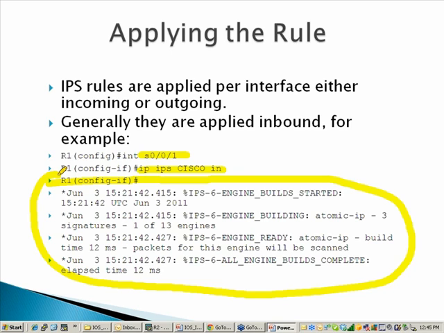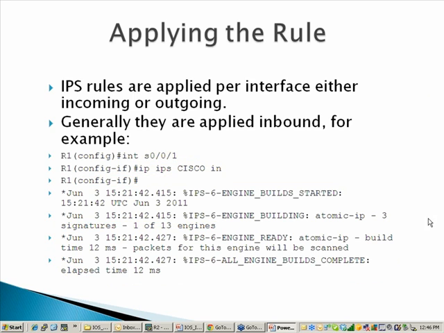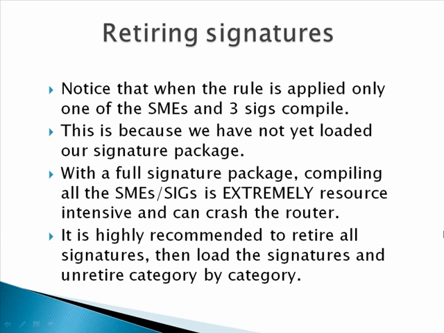You might notice here, though, that all it really did was compile 3 signatures, one of 13 engines, and that's all it did. The reason why that's happened is because, and I may be getting ahead of myself, I think I actually have a slide for this. So let's take a look here. Yeah, the atomic IP signature micro engine got compiled, and only 3 of the SIGs compiled.